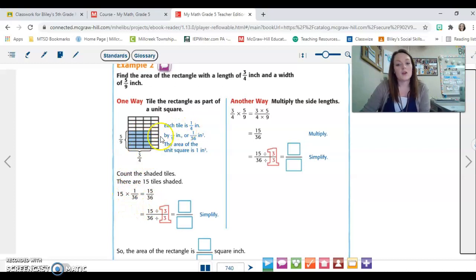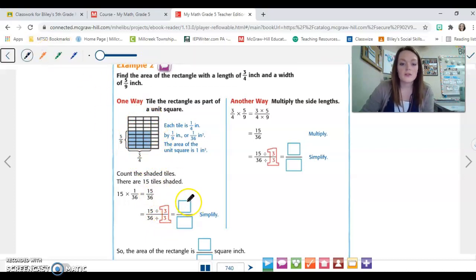So each tile is 1/4 of an inch by 1/9 of an inch, or 1/36, because we're going to look at our least common denominator for 9 and 4, and the area of the unit square is 1 inch. So we can count the shaded areas to find that there are 15 tiles out of 36 tiles altogether, which gives us 15/36, which then can be reduced by 3. 15 divided by 3 is 5, and 36 divided by 3 is 12. So our simplified answer is 5/12.